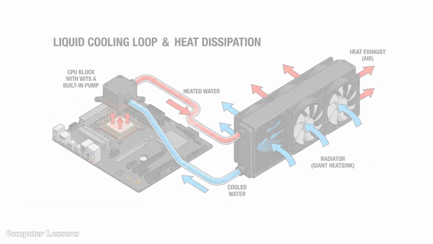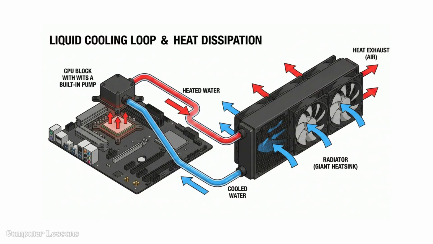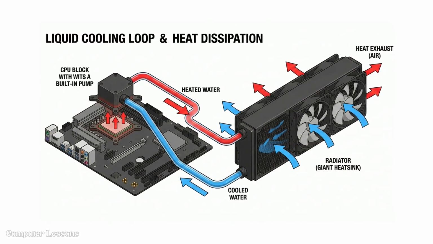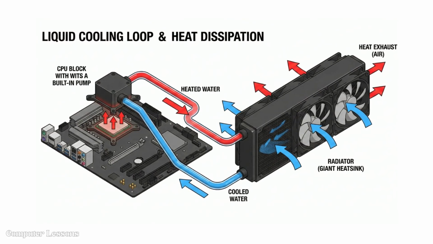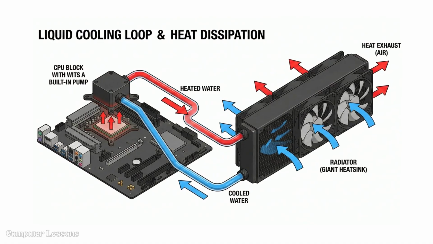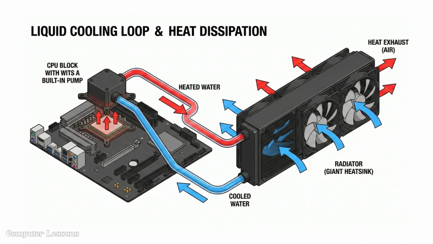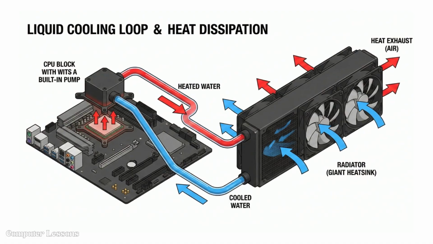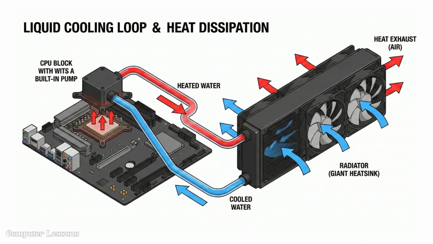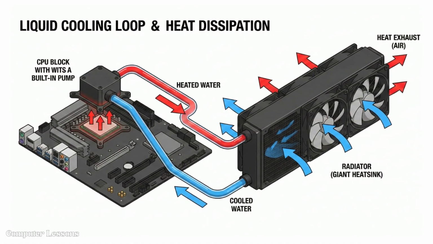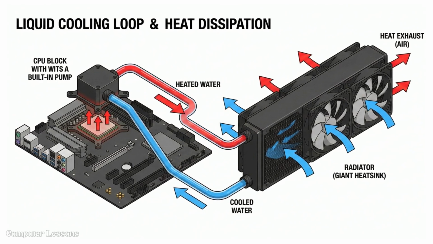The heated water travels through tubes to a radiator, which is essentially a giant heatsink. Fans on the radiator push the heat out of the case, and the cooled water loops back to the CPU. While it effectively moves the heat source to the edge of the case, remember that liquid cooling still relies on fans and air to ultimately dissipate the energy.